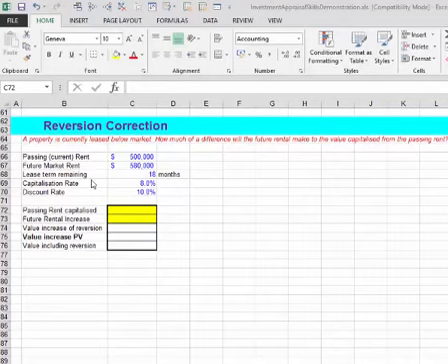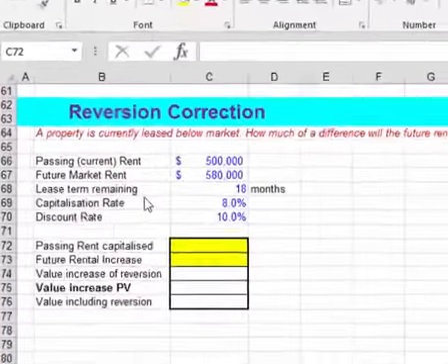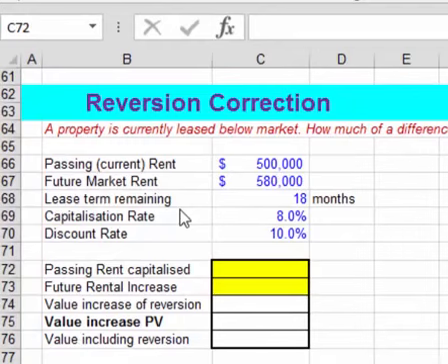How do we calculate the value of the property when we have the passing rent that we can capitalise? However, it's under the market, but we also have the market rent available, but it's not what the landlord is able to earn initially, and we do that by a calculation known as a reversion correction.